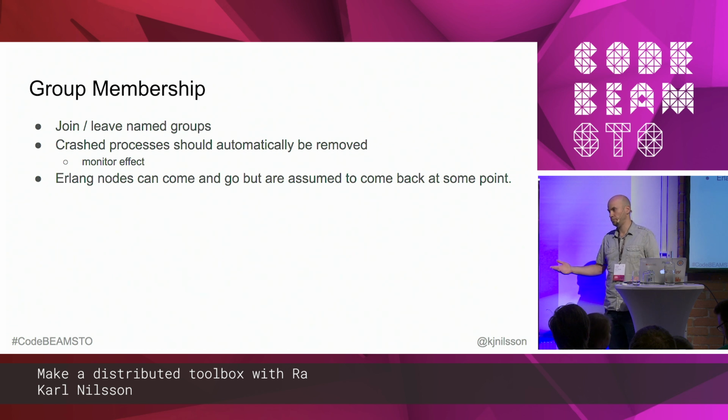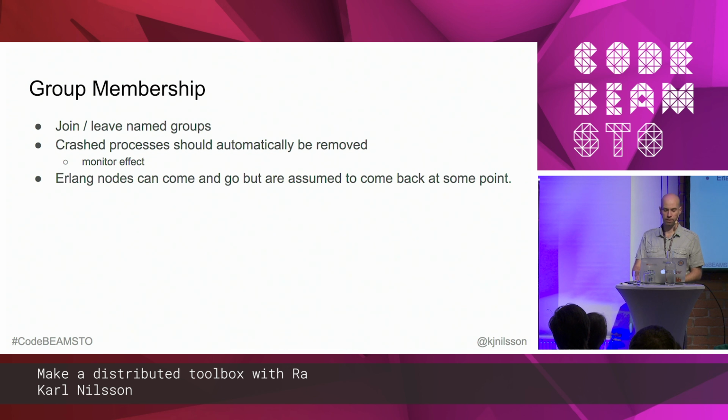So in Erlang, we detect crashes of processes by using monitors, right? But we can't just create a monitor inside apply, right? Because that will happen on all the nodes and it will be a different state, and it's a side effect. So we are going to cover how to handle that in RA.